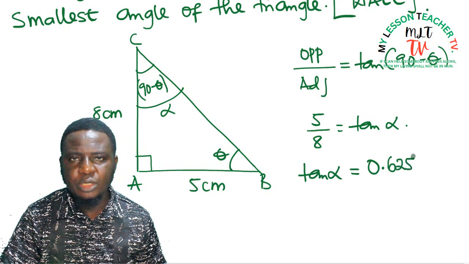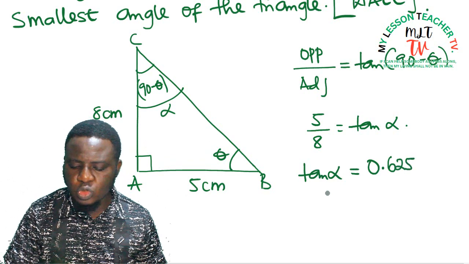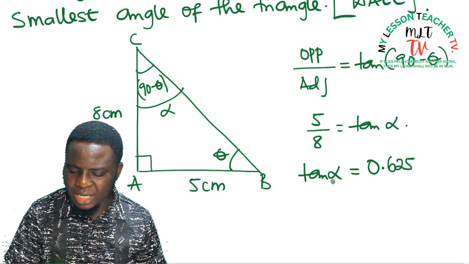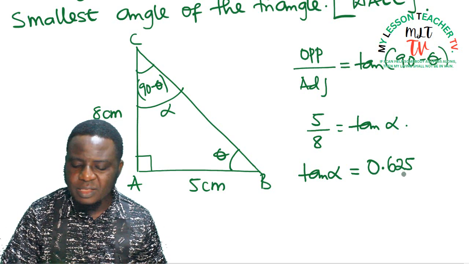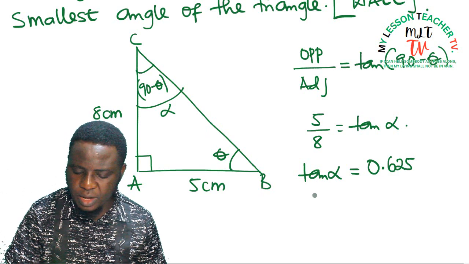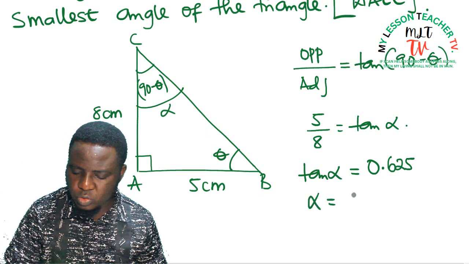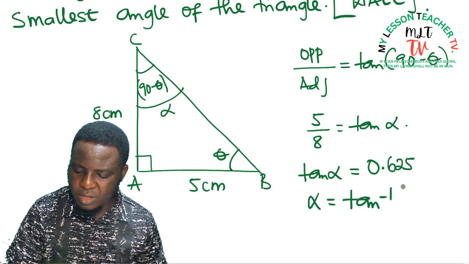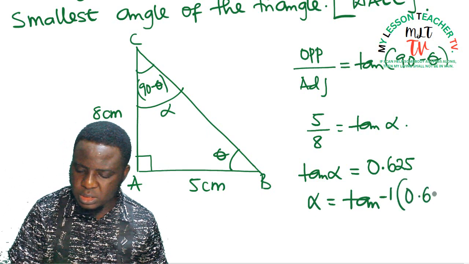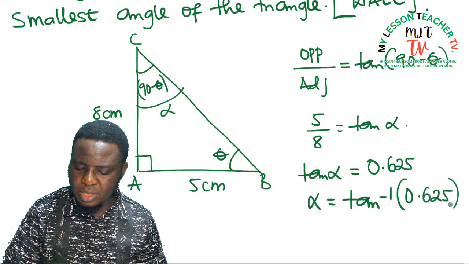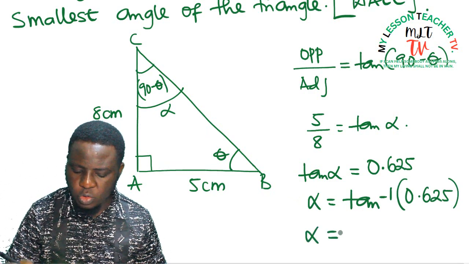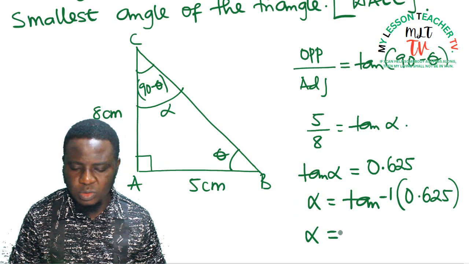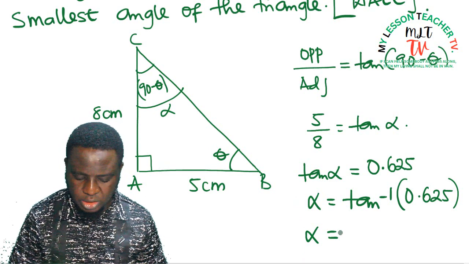0.625. Now what you will do in order to get alpha, go to your tan table and identify the angle whose tangent is 0.625. That is your angle alpha. So therefore alpha can be said to be the tan inverse of 0.625. You can directly punch this on your calculator to get your value of alpha, or you can use your trigonometrical table. So let's go to our trig table.